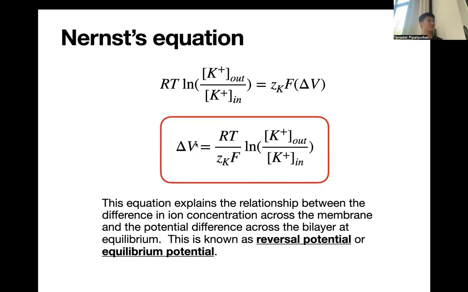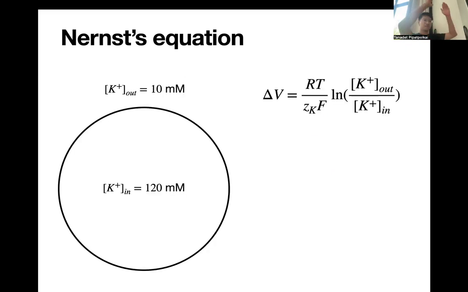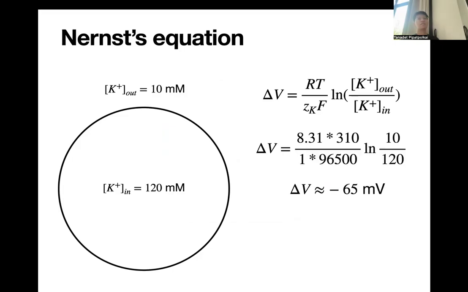Why is this useful? Why do we bother learning all the derivation of the physics of this? Why should we care? Why should we think about this? Well, think about our cell. Our cell is a system where you have potassium ion on the outside being 10 millimolar, potassium ion on the inside being 120 millimolar. And I have this equation, and I try to sub it in to get the potential difference. I'll get that the potential difference in my cell is approximately minus 65 millivolts.